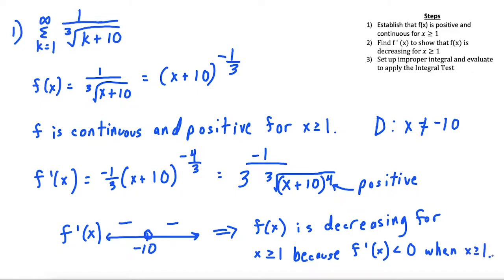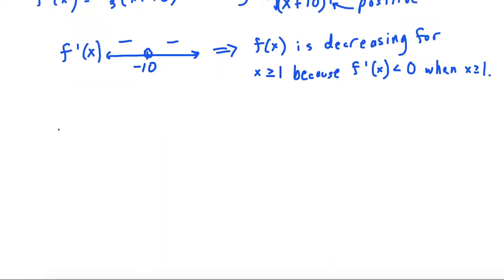Okay, so now after we have this established here, this allows us to apply the integral test. The three conditions have been met. All right, so now we're going to set up the improper integral. So we have the integral from 1 to infinity, and we're going to write in f of x. And f of x was equal to x plus 10 to the negative 1/3 power.